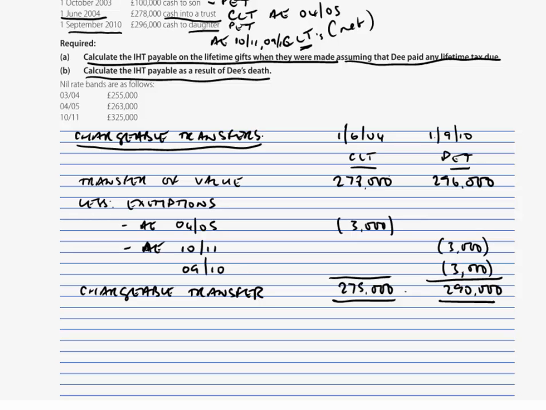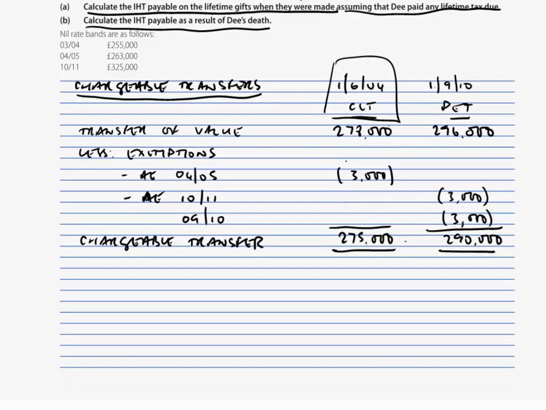So there's step 1. Step 2. Are there any CLTs? Yep, we have got a CLT here in June 04. Therefore, in relation to it, and as per the requirement on the question, to calculate the IHT payable on the lifetime gifts when they were made. No IHT payable on the PETs when they were made, only on the CLT. Hence our computation, I trust we recall the title of it, Lifetime Transfers that of course were chargeable when made.